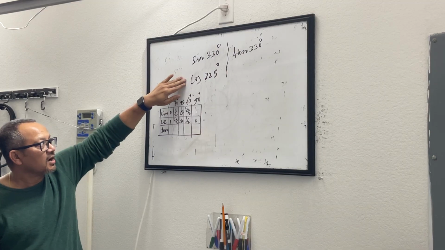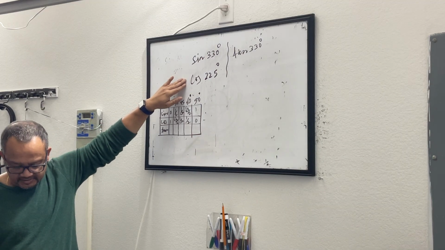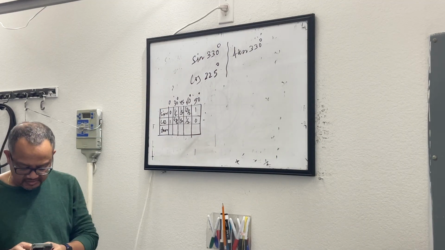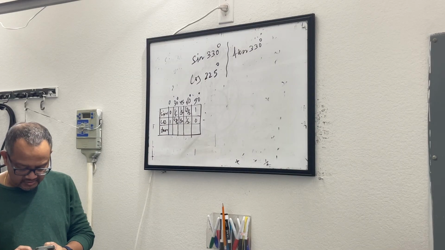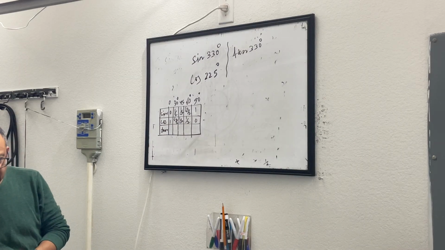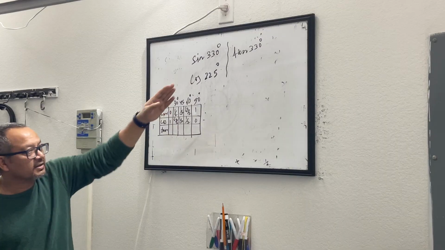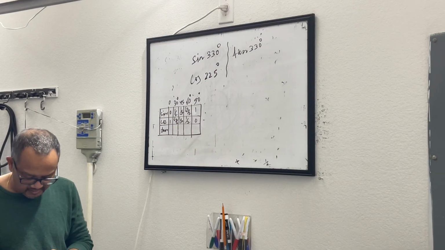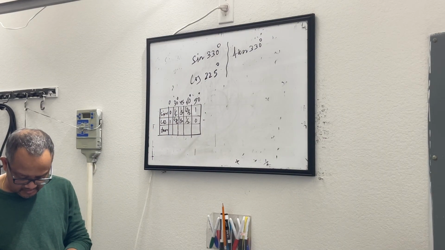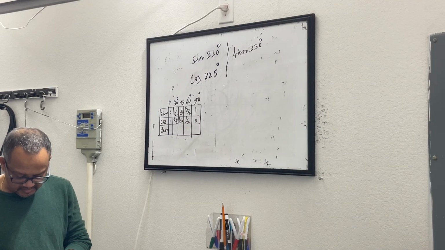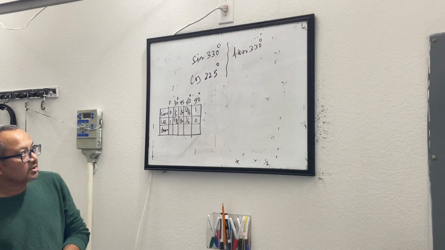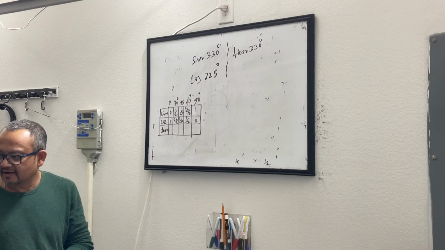And how about this guy? That's also negative root 2 over 2. Okay. And tan 330? Tan 330 should be just negative 1. Okay. We'll see.